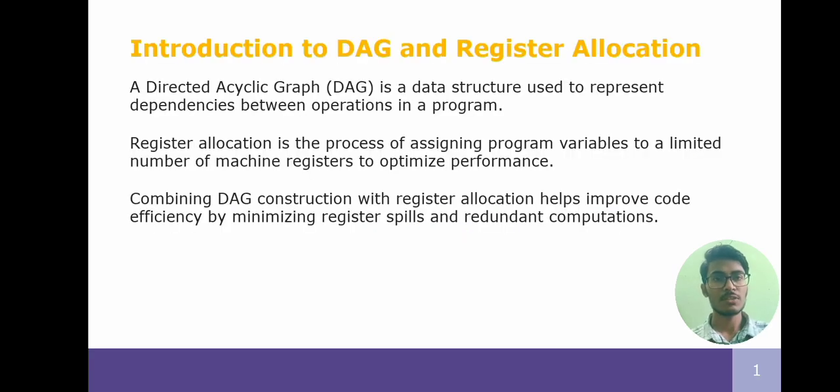The introduction to directed acyclic graph and register allocation is: a directed acyclic graph (DAG) is a data structure used to represent dependencies between operations in a program. Register allocation is the process of assigning program variables to a limited number of machine registers to optimize performance. Combining these two, directed acyclic graph construction with register allocation helps improve code efficiency by minimizing register spills and redundant computations.